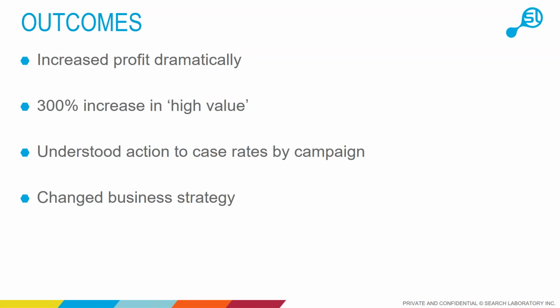But one of the main things we achieved was because we managed to understand the action to case, so people filling in web forms through to actual cases and won cases. Because we understood those conversion rates by campaign, we managed to identify campaigns that were perceived as particularly low value to the client. But when we identified that this offline conversion rate was particularly high, even though the cases were a bit lower in value, it was a no-brainer to push them quite a lot more, and in actual fact the client changed the whole business strategy on the back of this new insight.